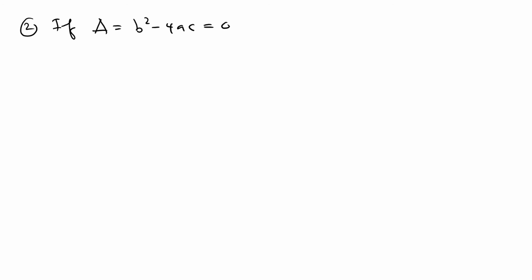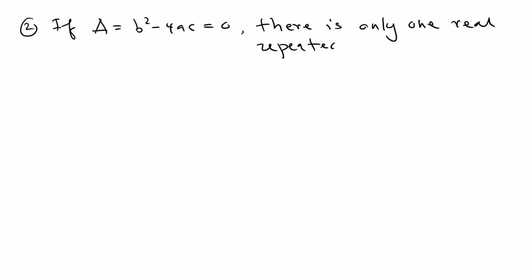The square root term in the quadratic formula disappears, so that means there are no two solutions, there's only one solution. Because there is no plus or minus anymore, it's 0. So there is only one real repeated solution. Let's call it R1.